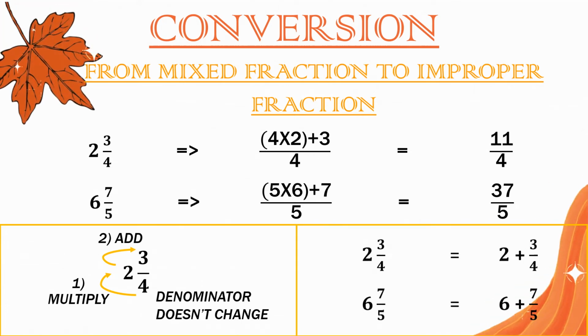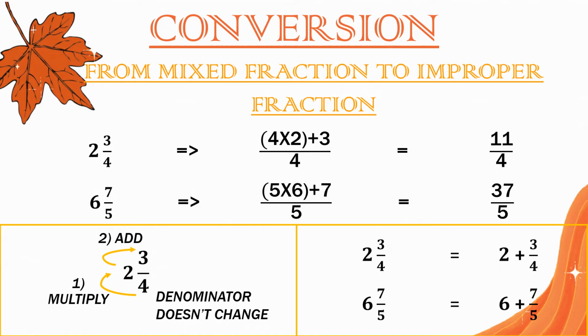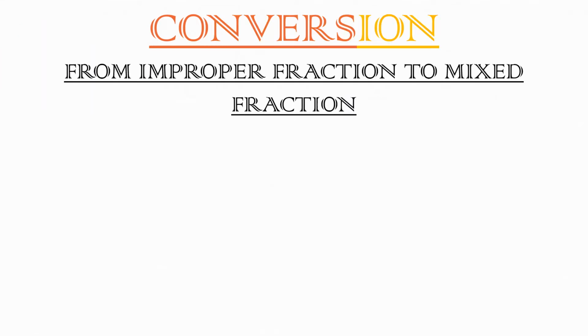2 3 by 4 can be simplified and written as 2 plus 3 by 4. Similarly, 6 7 by 5 can be simplified and written as 6 plus 7 by 5.